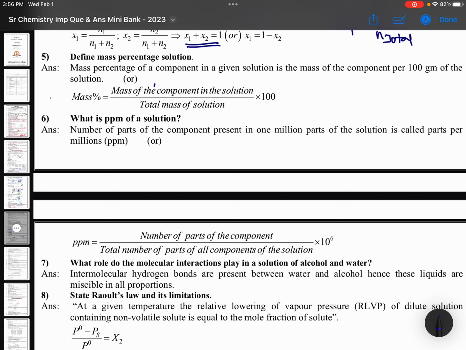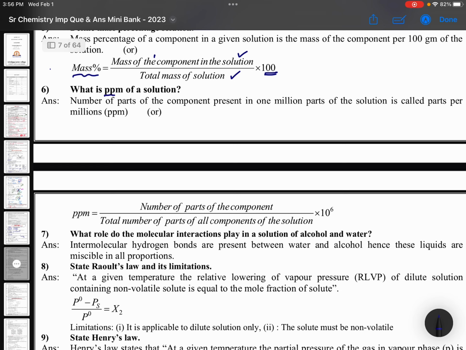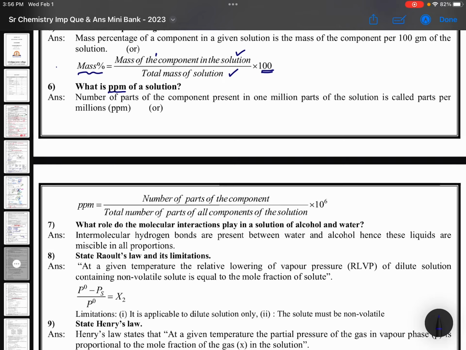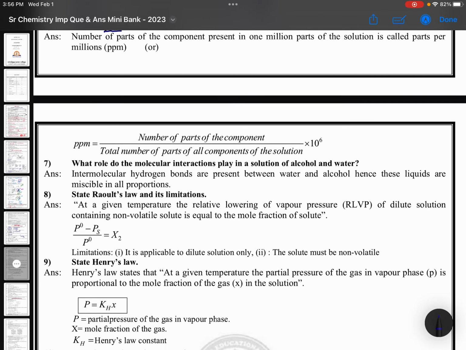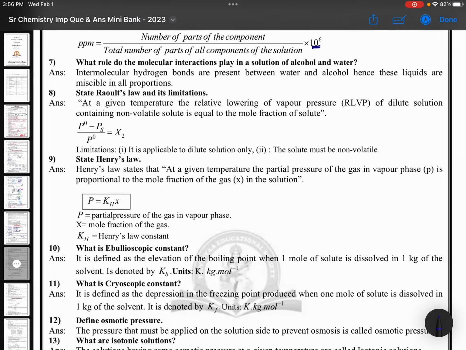There are 19 questions in total. We are at the 5th question. Define mass percentage of a solution. Mass percentage of a component in a given solution is the mass of the component per 100 gram of the solution. Mass percentage is the mass of the component in the solution by total mass of the solution into 100. Chances of it coming are rare. What is ppm? Parts per million. The number of parts of the component present in 1 million parts of the solution is called parts per million. The formula is number of parts of component by total number of parts of all components into 10 power 6. Million means 10 power 6.